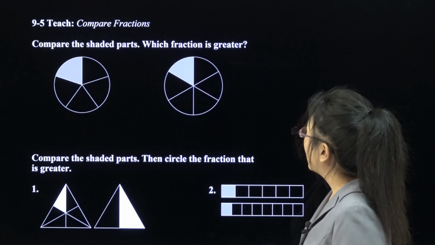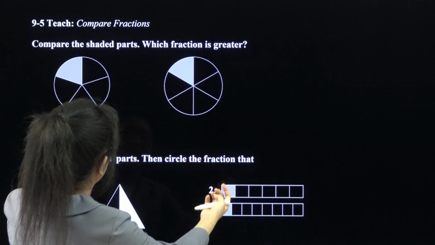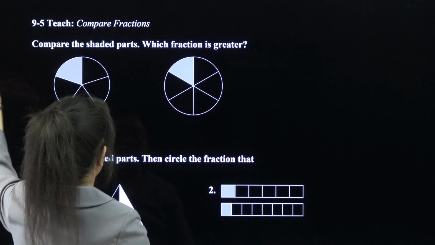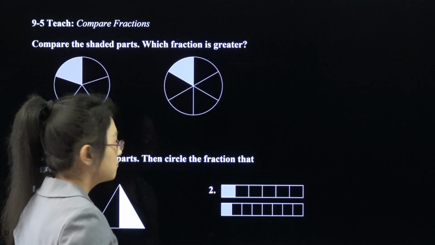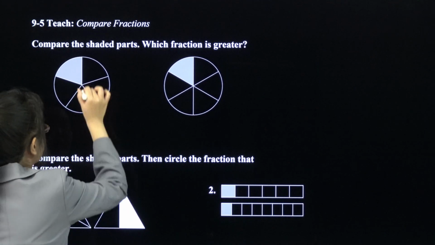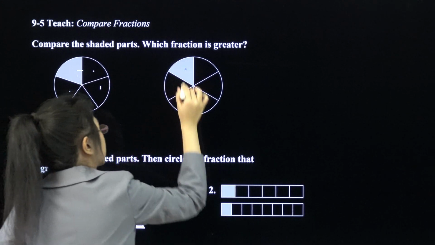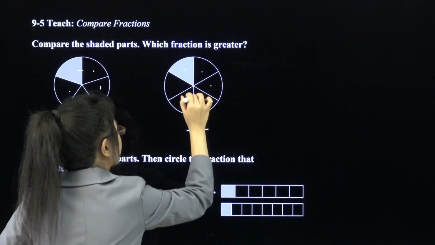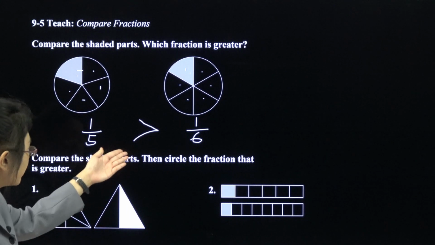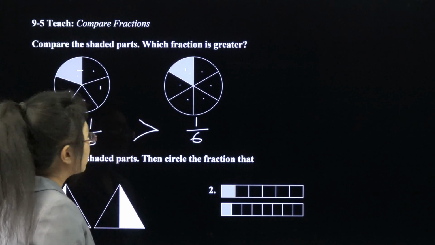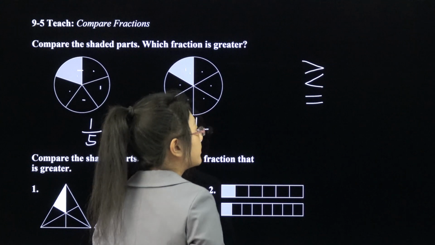Compare the shaded parts. Which fraction is greater? So we look at these two parts, and it seems that the fraction on the left is bigger. Okay then, so what is the fraction on the left? It's 1 over 5. Here it's 1 over 6. So 1 over 5 is bigger than 1 over 6. Remember these signs? The mouth opens towards the bigger number. Bigger than, less than, equal to. Okay?